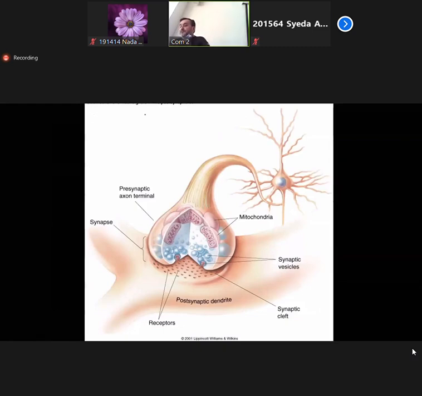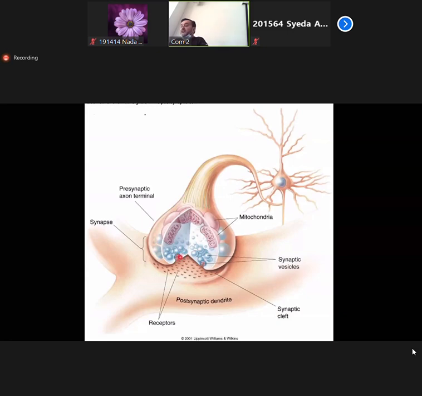Now, this is a typical neuromuscular, or a synaptic terminal. So what you are basically finding is that the axon terminals are dilated to form axonic buttons, and these axonic buttons have vesicles which contain neurotransmitters, and they also contain organelles, which are mitochondria, which will generate energy for these neurotransmitters to be released into the synaptic cleft.